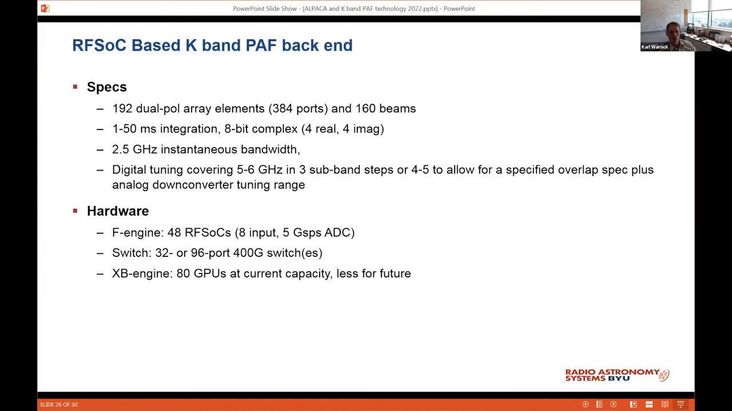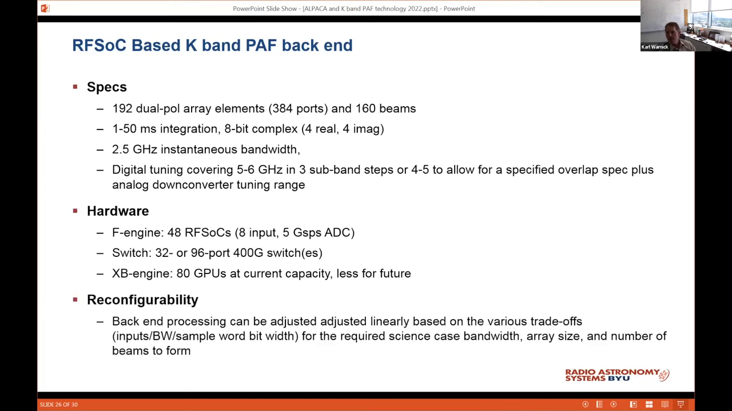Hardware: 48 RF SoCs, multiple RF SoCs per board, network switch, one or a couple of standard internet backbone network switches, 80 GPUs using the ALPACA architecture, two GPUs per HPC, that'd be 40 HPCs and several racks. As GPUs get more capable, we'll do more per GPU, and hopefully the actual K-band phased array feed design would require fewer than 80.